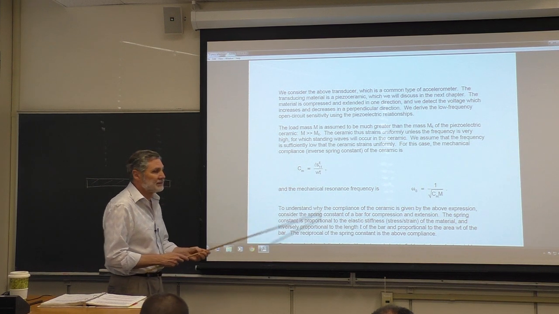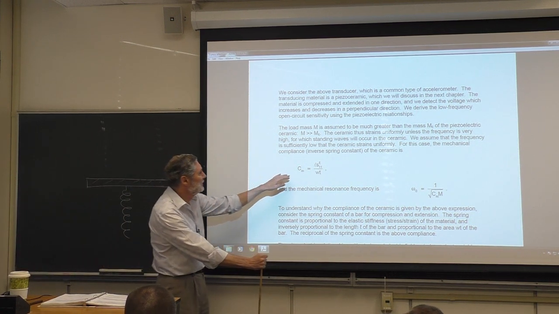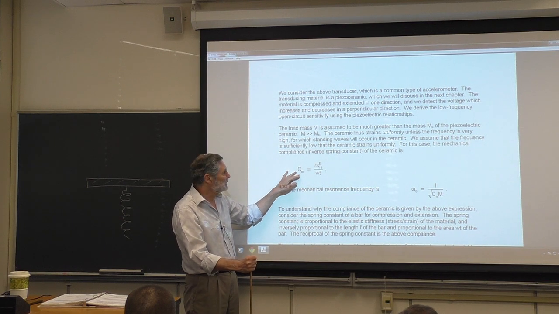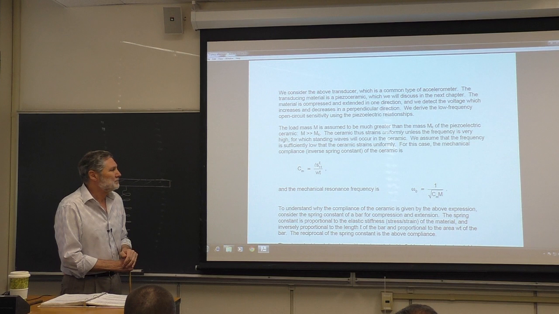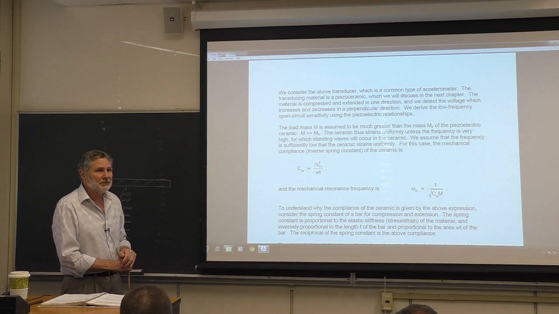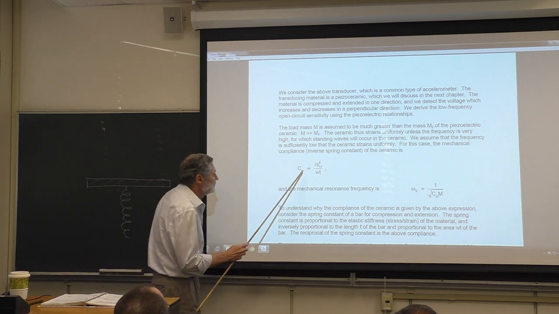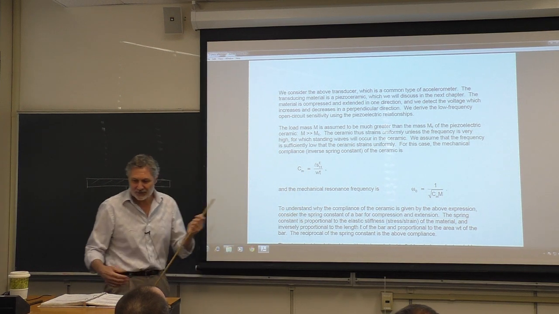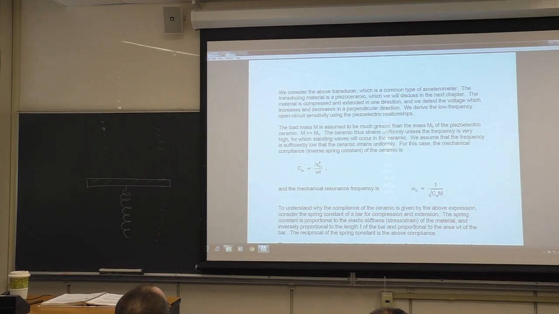We need to know the stiffness here, and it's better to deal with the compliance. So that's just 1 over the stiffness, and it's given by this. Now that looks a little complicated, and this is maybe the first time you've seen it. I can't remember. We're going to see it a number of times in this class. Here's what's happening here. Oh, I realize there's a really good analogy. I realized this last night.